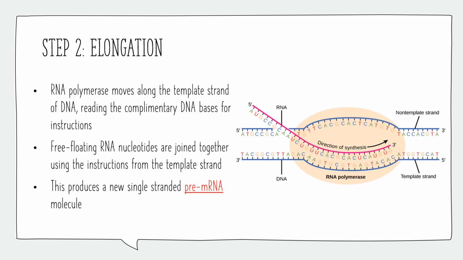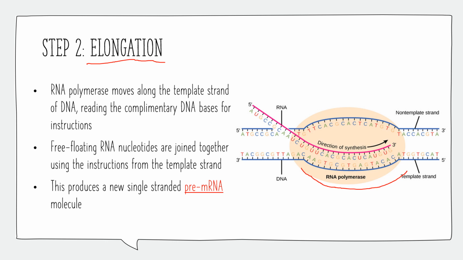We then have elongation. Elongation just means making something longer, which is what we're doing with the RNA that we're producing. So RNA polymerase is going to move along the template strand. This is our template strand here. It's going to move along the template strand and read the DNA template strand for the instructions, because that's what it's for.